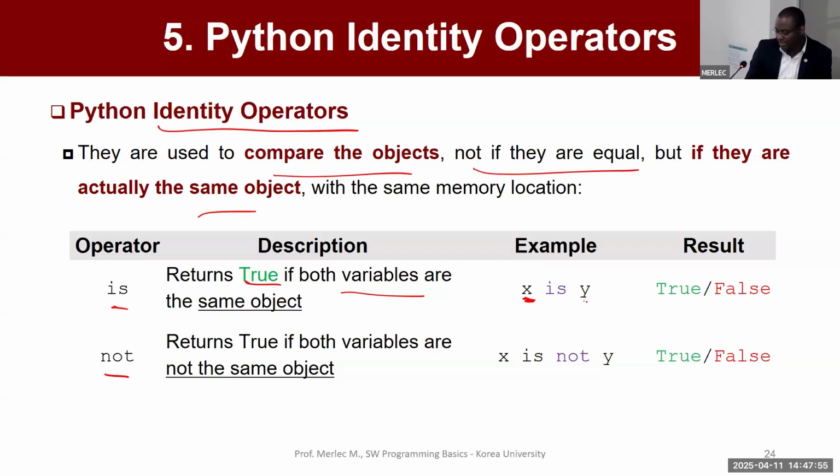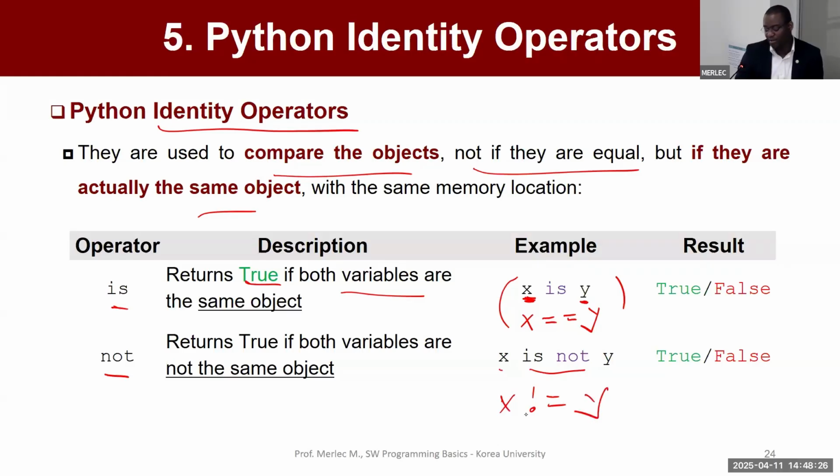So in this case, for example, is will return true if both variables are the same. If x is y, that means if they are the same, this will be true. It will be like the equivalent of x equal y. So this is almost the same meaning, okay? is not in this case will be the opposite. x is not y: we are checking whether x is different from y, okay? This is the identity operator.